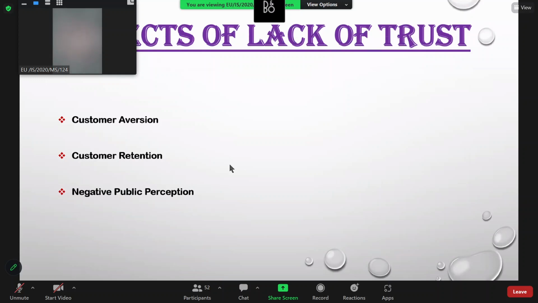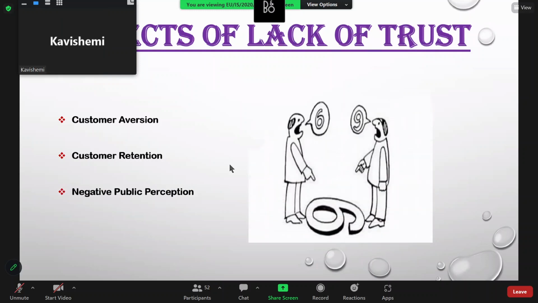Second one, customer retention. Existing policyholders may lose trust in Janashakti Insurance due to... Switch on your camera. MS 124, switch on your camera. Now, okay, ma'am. Yes, okay, continue.